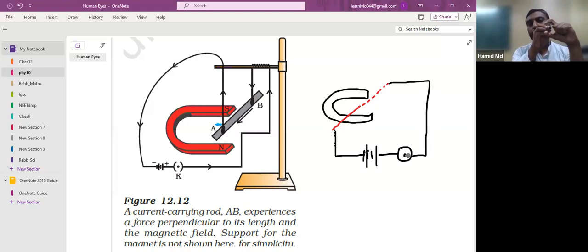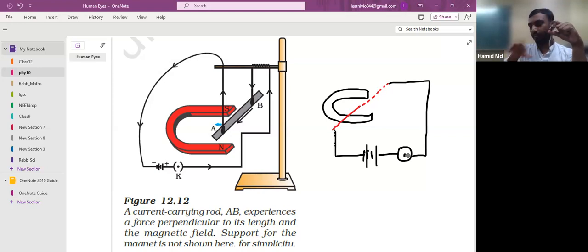Suppose this is an aluminum wire. Aluminum won't be attracted by the magnet. When the circuit is off, nothing happens, but as we switch on the circuit, the current will pass through this aluminum and it will produce a magnetic field. There is always a magnet producing a magnetic field, and this current carrying aluminum will also generate a magnetic field. So now there are two magnetic fields, one by this horseshoe magnet and another by the passing current. So now it will get deflected. Clear?